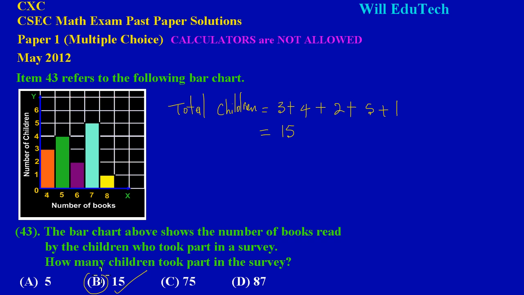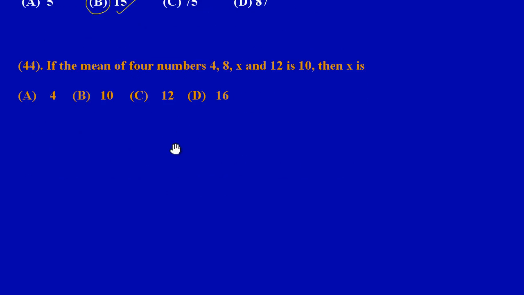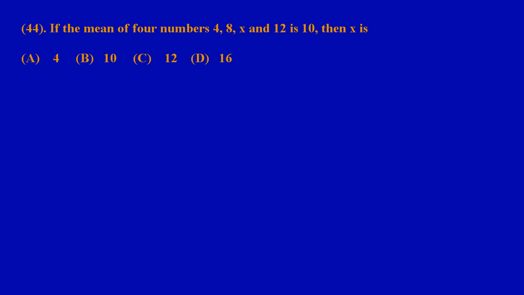That's option B. Now let's quickly pull this up and look at question 44. Question 44 states that if the mean of 4 numbers, 4, 8, x, and 12 is 10, then x is. So basically what they're asking us to do is to find the value of x. A symbol that is used to represent the mean is x bar, an x with a bar above it. Wherever you see this symbol, whether in books or on exams, it simply means you're finding the mean of a certain amount of numbers.